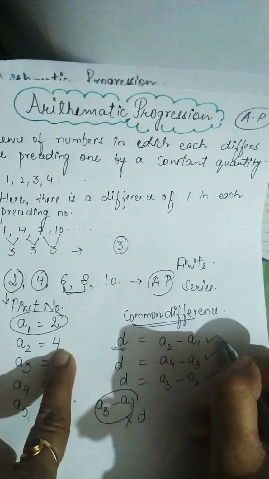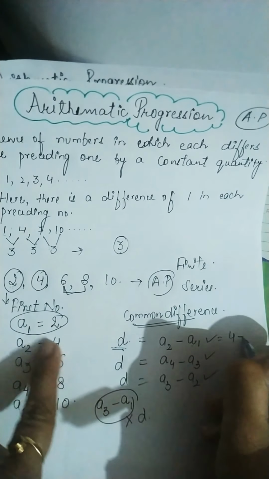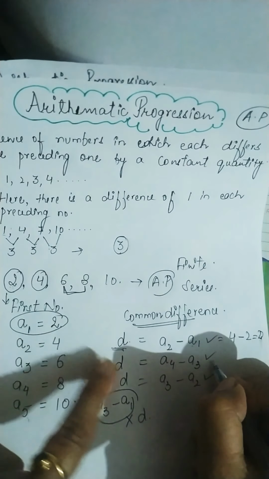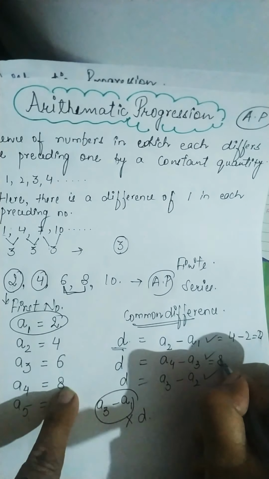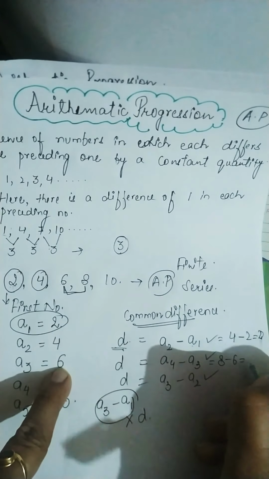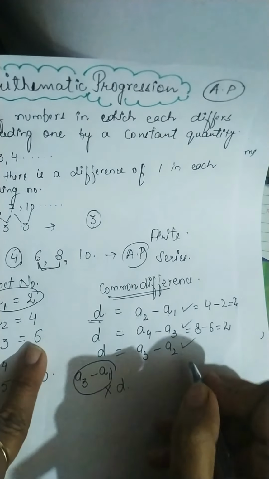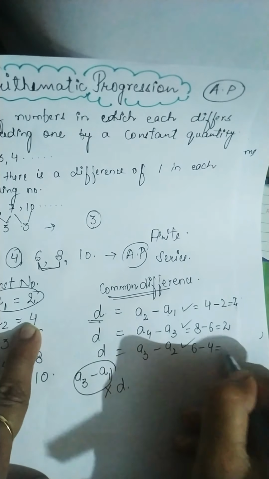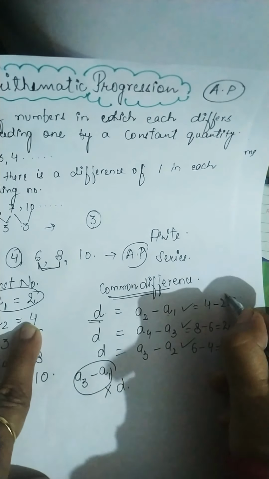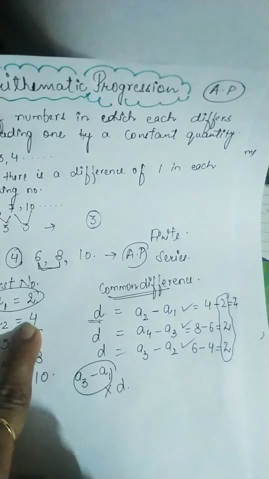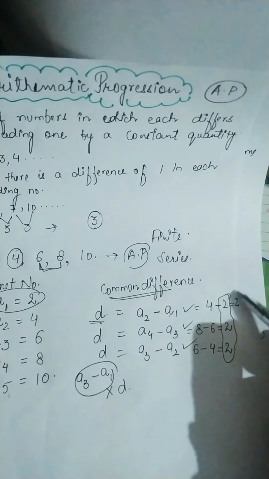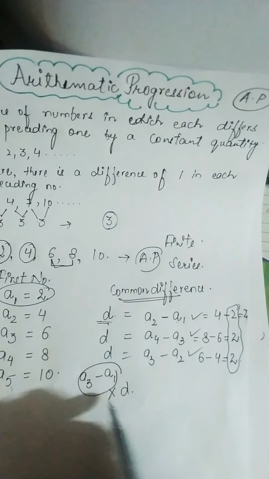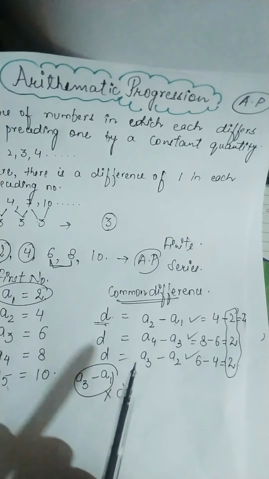Now let's see, A2 is equal to 4 and A1 is 2. 4 minus 2 is equal to 2. In a similar manner, A4 is 8 and A3 is 6. 8 minus 6 is equal to 2. A3 is 6 and A2 is 4. 6 minus 4 is equal to 2. So what we notice here is that in all the cases we get a common difference D equal to 2. So the given series is in AP.